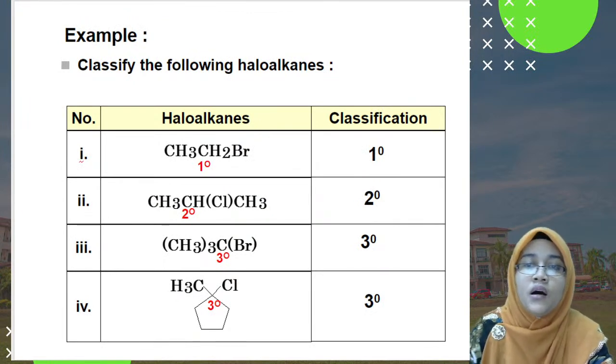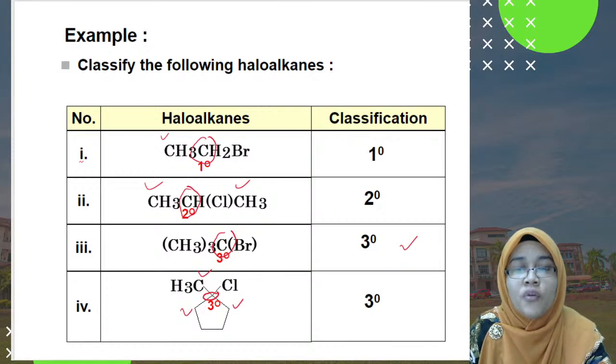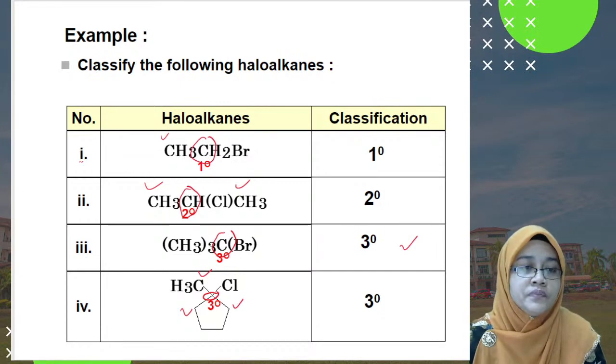We have a primary class of halide. Why? Because this is our alpha and it has only one neighboring carbon. This is our alpha, and we have two neighboring carbons, so secondary class. This is our alpha, and we have three neighboring carbons, CH3, we got 3, so tertiary class. This is our alpha carbon, and this alpha carbon has 3 neighboring carbons, so tertiary class. Alright, for methyl, that is when your halogen is directly bonded with the CH3 group.